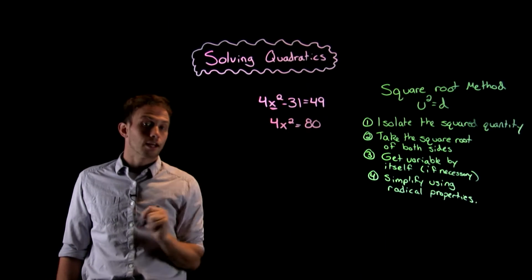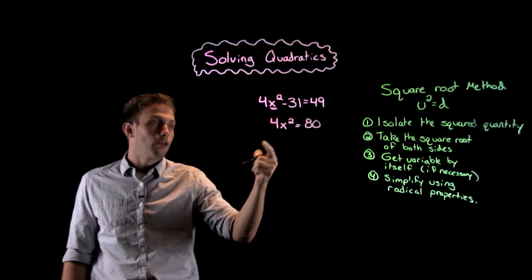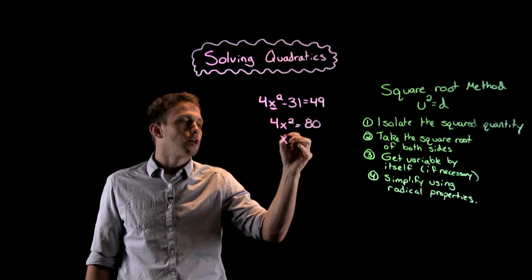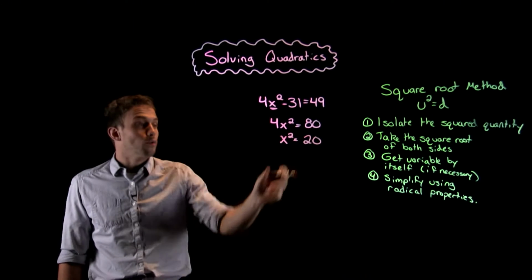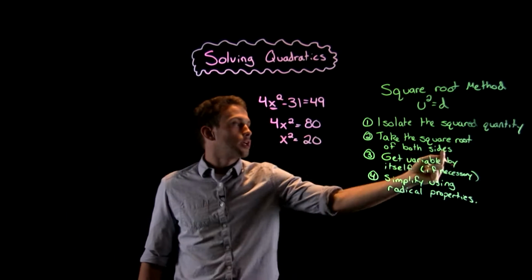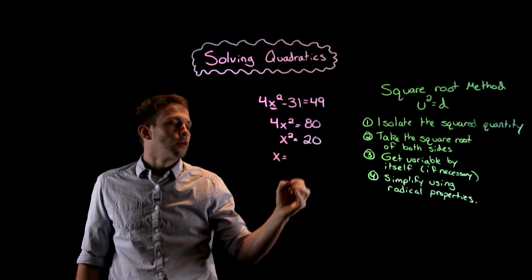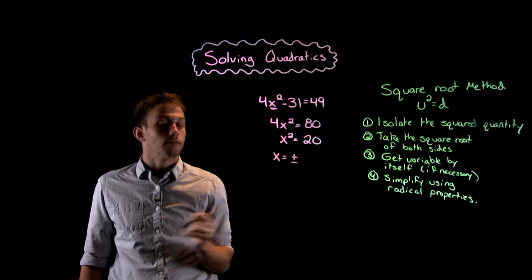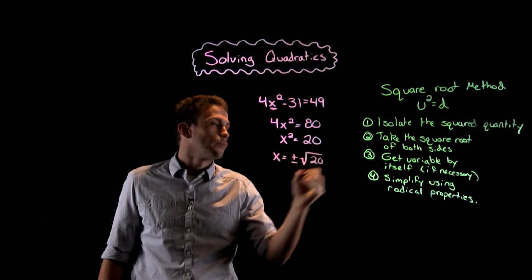Then I still have to get that x squared by itself, so I need to get rid of this 4. If these are being multiplied, then I need to divide on both sides. I get x squared is equal to 20. Now this x squared is the only thing on that side of the equal sign, so I can take the square root of both sides. And when I do that, I always have a positive and negative answer. It's going to be plus or minus the square root of 20.